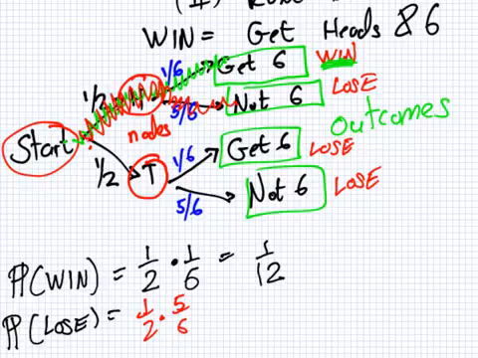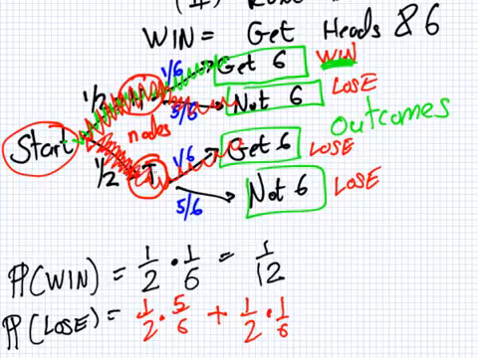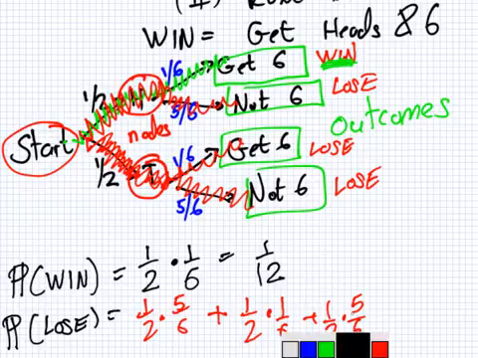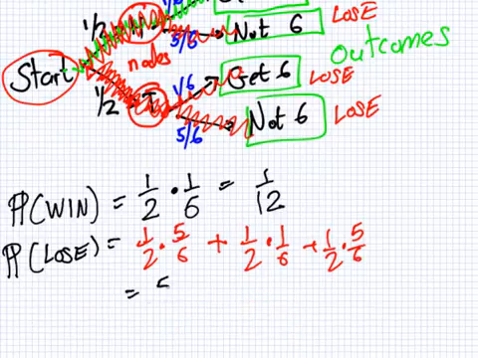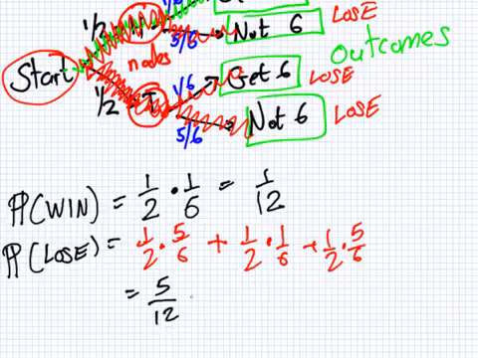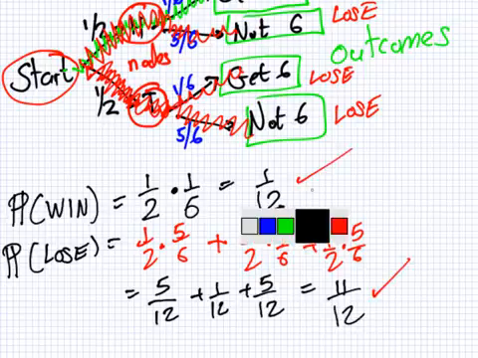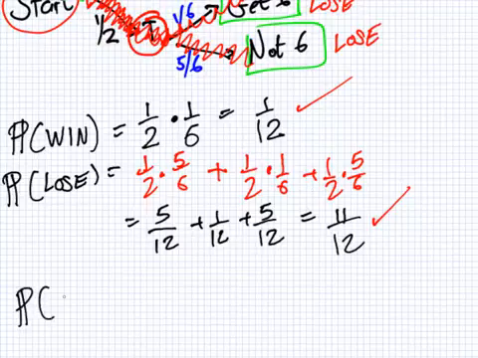Or we could go down, and then we could go up on this path. So we add the possible paths together. So it would be plus 1 over 2 times 1 over 6. And then finally, you could lose by going straight down this path. So plus 1 over 2 times 5 over 6. So that would be 5 over 12 plus 1 over 12 plus 5 over 12, which is 11 over 12. But of course, that's what you thought it should be anyways. So the idea here is the probability of an outcome.